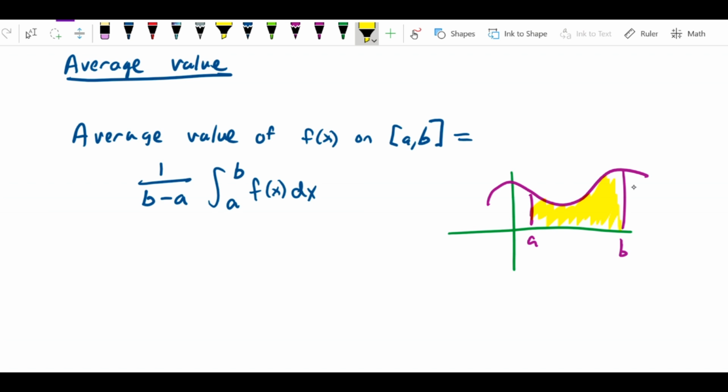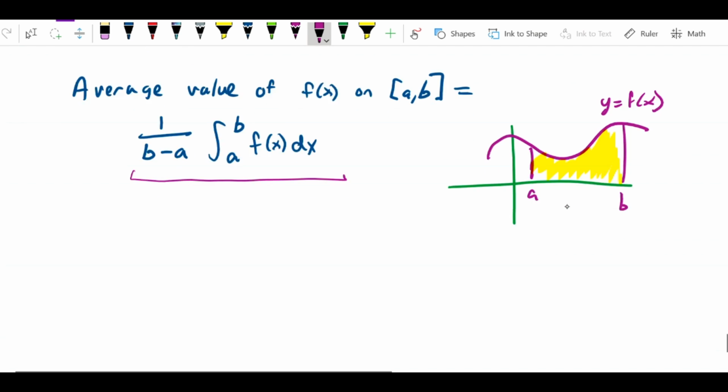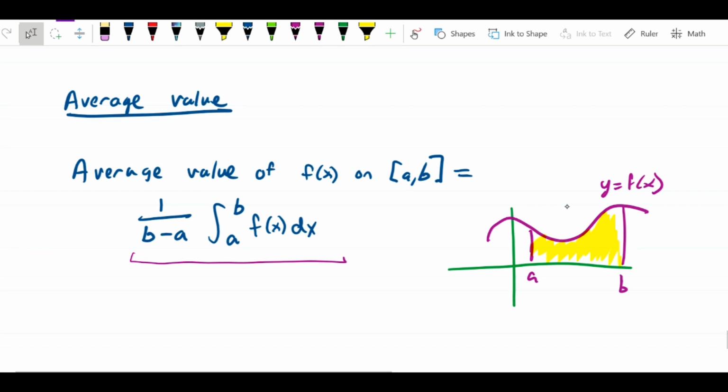So, in other words, to find the average value of y equals f of x on the interval a b, we would simply calculate the area under the curve, which is the integral of f from a to b, and we just divide it by the length of the interval, which is b minus a. That's where you get this definition here. We take 1 over b minus a, that's 1 over the length of the interval, and multiply it by the integral of the function on that interval. So let's just see how that would work in a specific example.